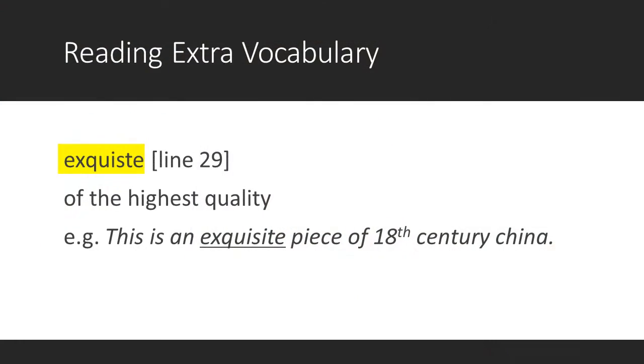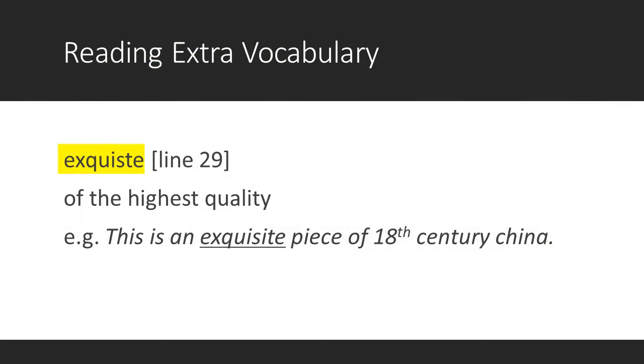The next word, exquisite. This is all the way down in line 29. If something is exquisite, it just means it's of the highest quality, the greatest quality or value. Okay. The example sentence says, this is an exquisite piece of 18th century china.